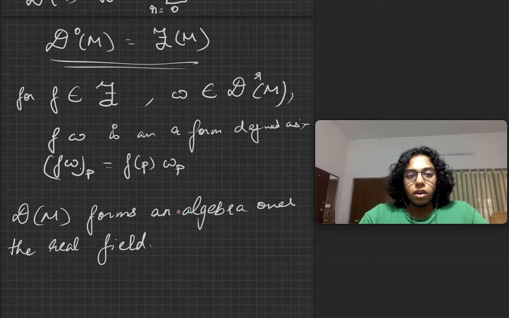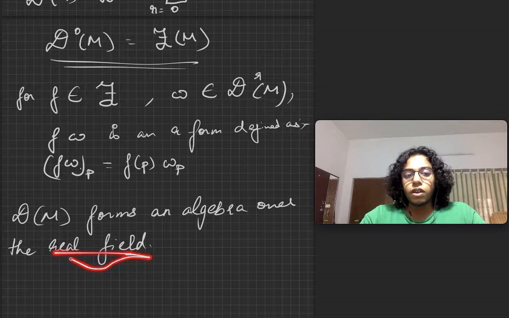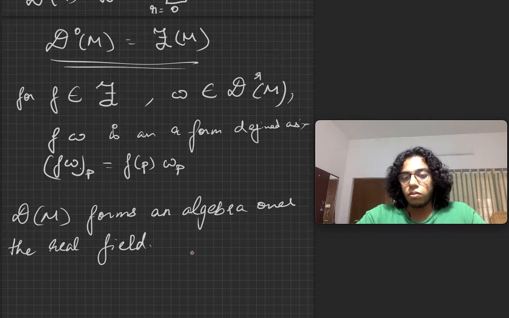So the space D^m of forms forms an algebra over the real field. The emphasis is on the real field here. If the manifold is of dimension m, the real field is R^m. So this is one more interesting thing. It tells you a lot about how mappings on a manifold can be easily related to the real field.